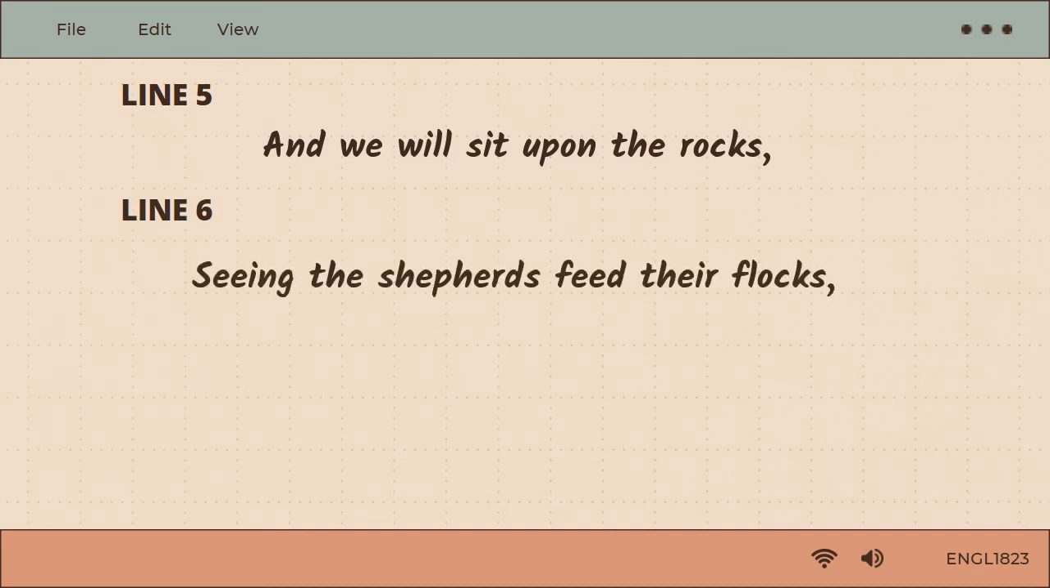In line 6, "See the shepherds, watch the sheep," let your eyes soak in the quaintness and beauty of everyday life all around you. This is a visual image, standard but effective.